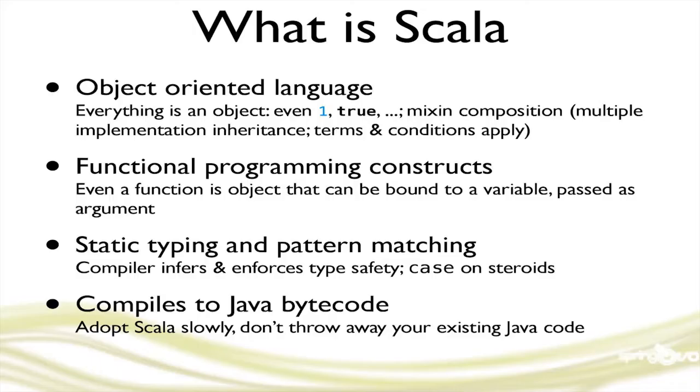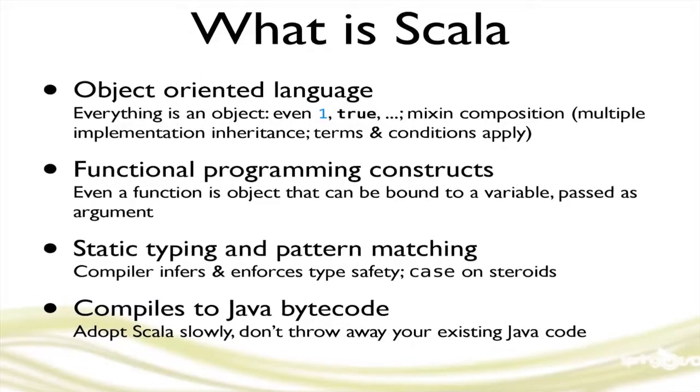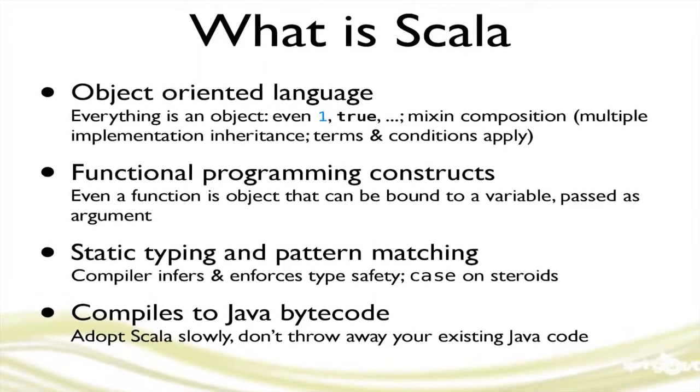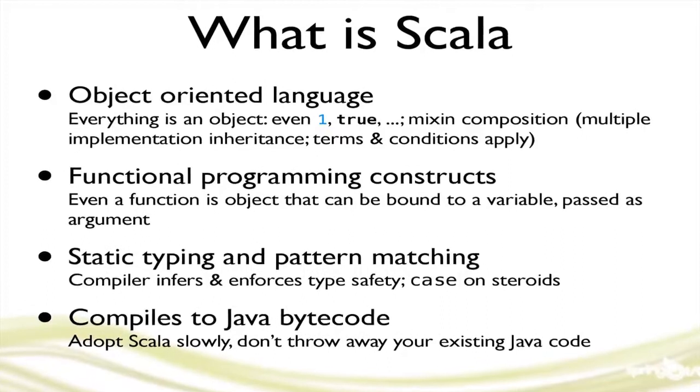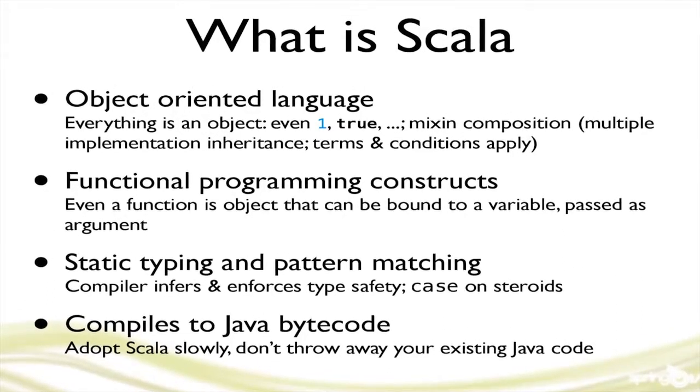So, what is Scala? It is an object-oriented language. So it's comfortable. It's just like Java. If you want to ignore all the functional and type-safe things that Scala brings, you can treat it as a pure object-oriented language.